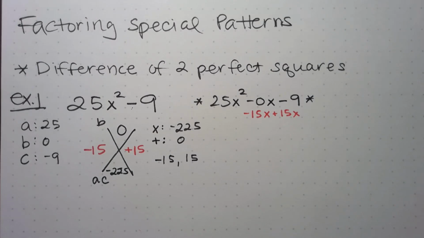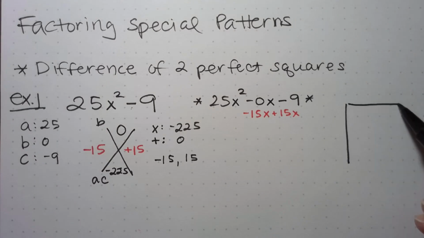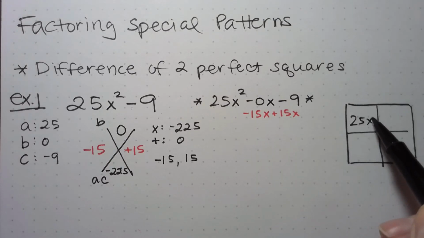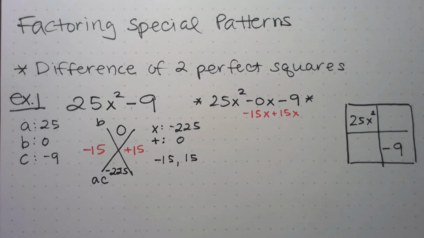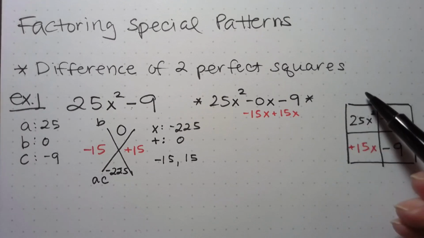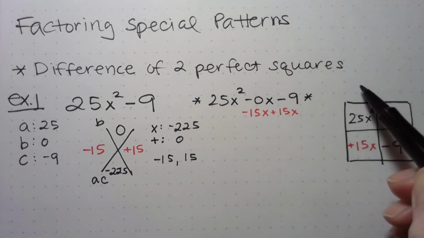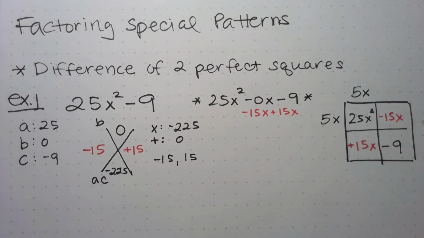All right, so if we're working through, let's do the area model. My first term is 25x squared. My last term is negative 9. And then I'm going to have a negative 15x and a positive 15x. Now, a lot of different options it's going to possibly feel like. Here we can do 25x and 1x. We could do 5x and 5x. 25x and 1x is not going to work because it's going to have to multiply by something here to get 15. So that's really not going to happen. But I could do 5x and 5x.